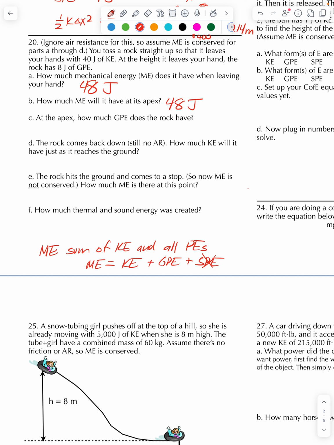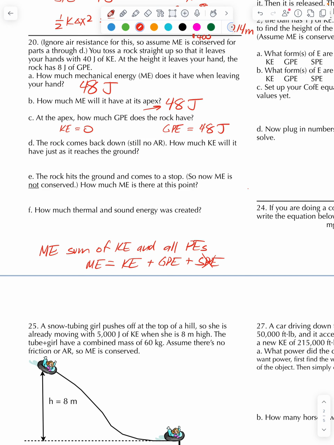This might catch you off guard a little bit. We haven't practiced this. But at its apex, how much Ke does it have? Well, what's the velocity when the ball reaches its highest point, or the rock? 0. So if the Ke is 0, but the mechanical energy is 48 joules, the only other mechanical energy besides Ke is going to be GPE. So that must mean that the GPE at its highest point is 48 joules.